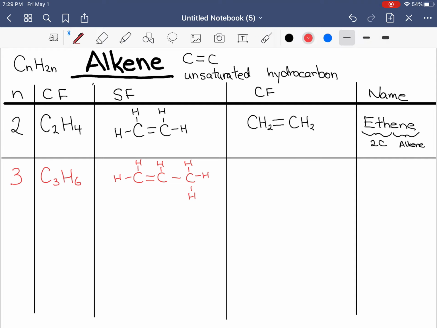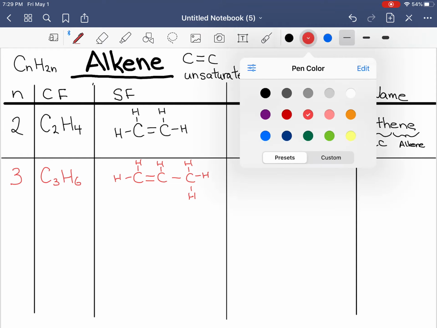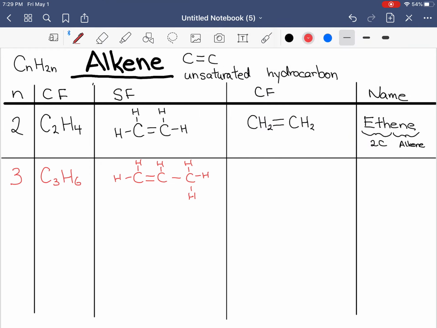So to draw this condensedly, we are going to do CH2, double bond, CH, CH3. I wonder what the name is. 3 carbon, huh? 3 carbon means prop. This is an alkene, so propene.